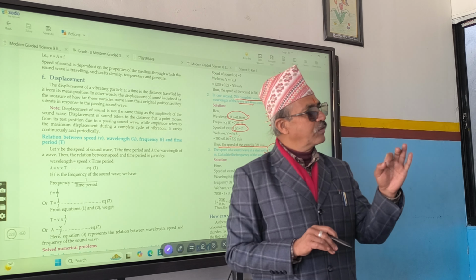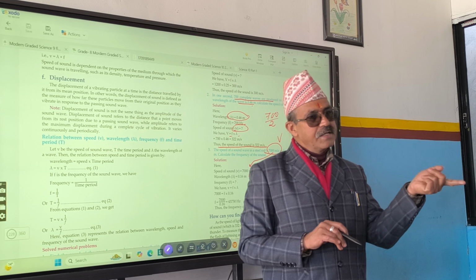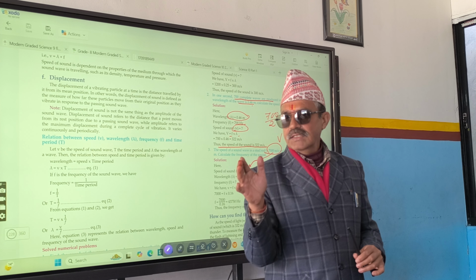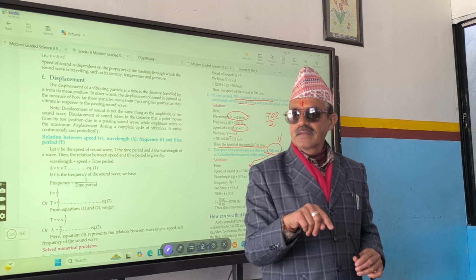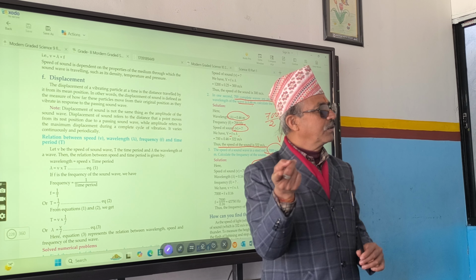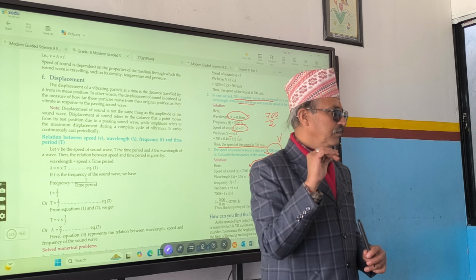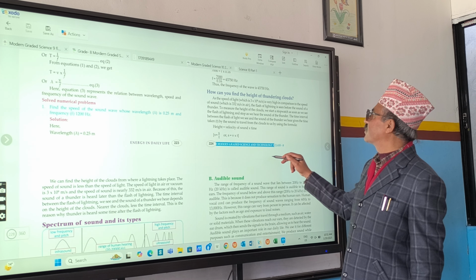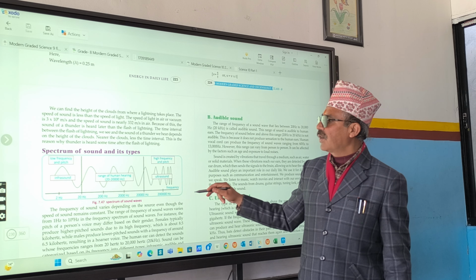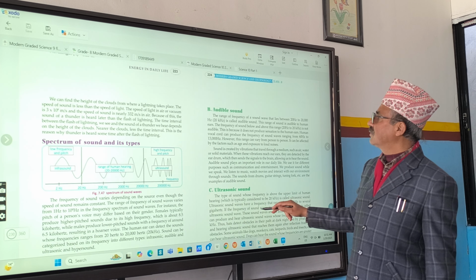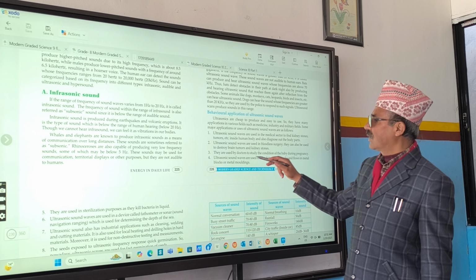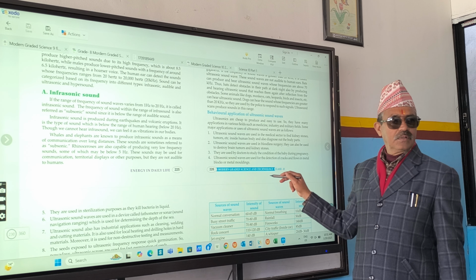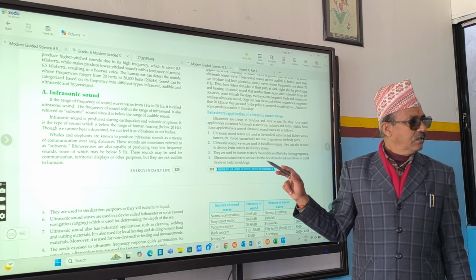Now you have two types of work every day. Number 1, reading and writing. Number 2, writing and reading. First, reading and writing. For that, your duty today is: how to find the height of thundering clouds, spectrum of sound and its types, infrasonic sound, audible sound, ultrasonic sound, and applications of ultrasonic sound. Up to here we have to do. Understood? Yes, sir.